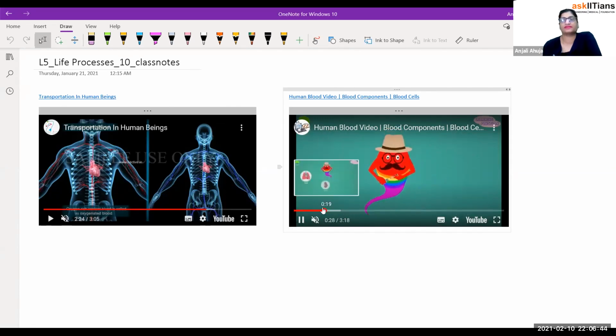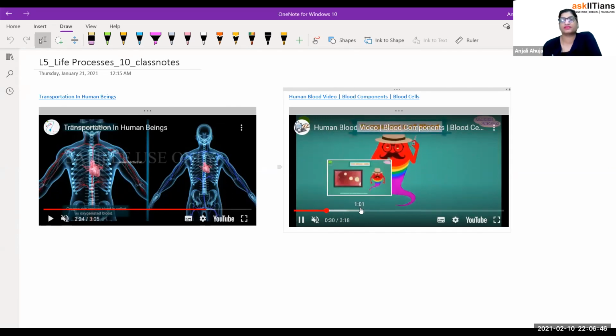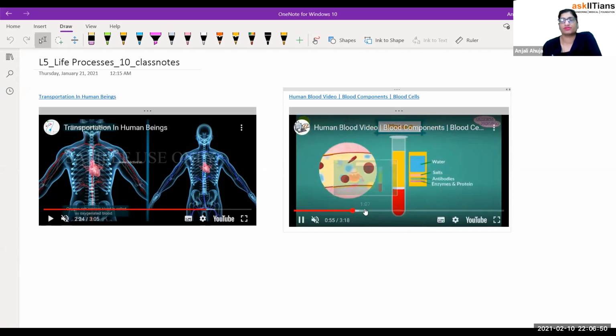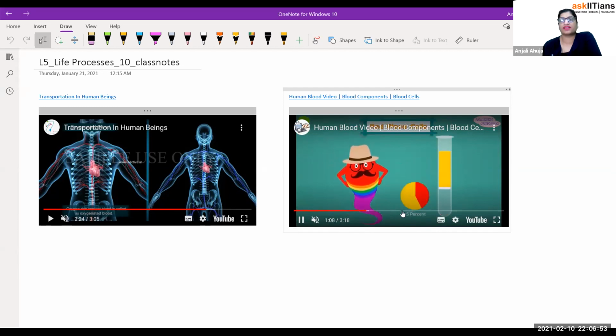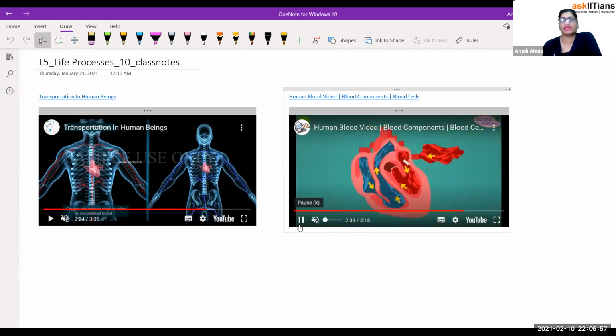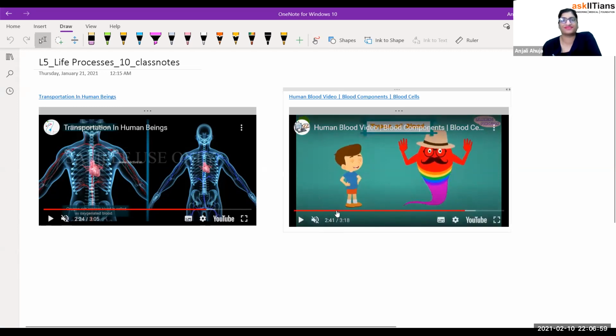Let's move. He's showing all the composition. This composition thing I've told you ten times now. I don't have to explain. The video is added, you can just see. Thank you. Let me come back to the presentation now.